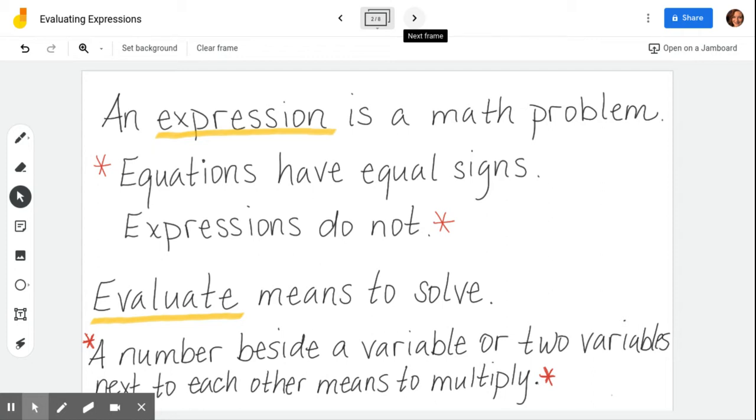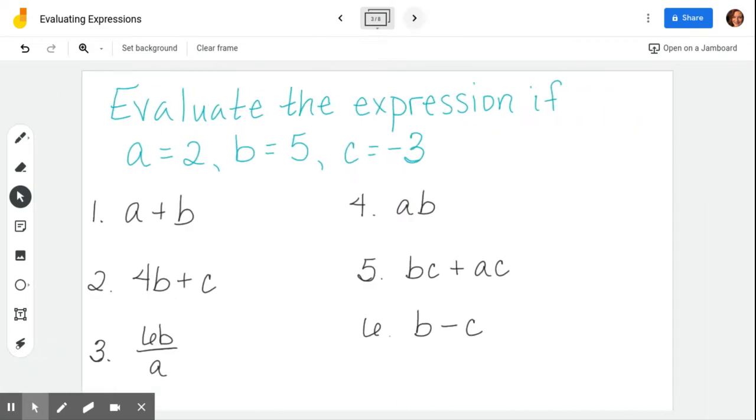You're going to be asked to evaluate the expressions. Evaluate just means to solve. In most cases with these expressions, they're going to tell you what numbers to plug in for your variable, and it literally just means plug it in, solve it, do the math, get your answer. Whenever you have a number that's beside your variable, or if you have two variables that are next to each other, it's going to be really important that you remember that means to multiply. So let me show you some.